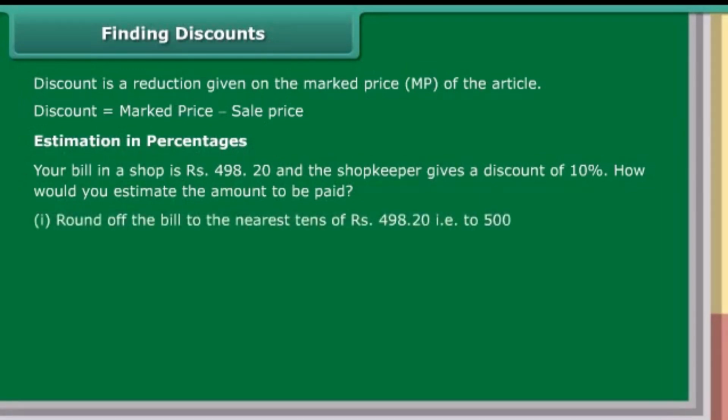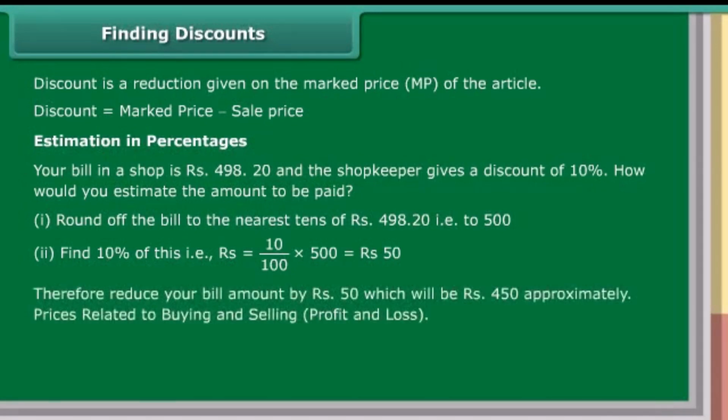1. Round off the bill to the nearest tens of rupees: 498.20, that is, to 500. 2. Find 10% of this, that is rupees 10 upon 100 into 500, which is equal to rupees 50. Therefore, reduce your bill amount by rupees 50, which will be rupees 450 approximately.